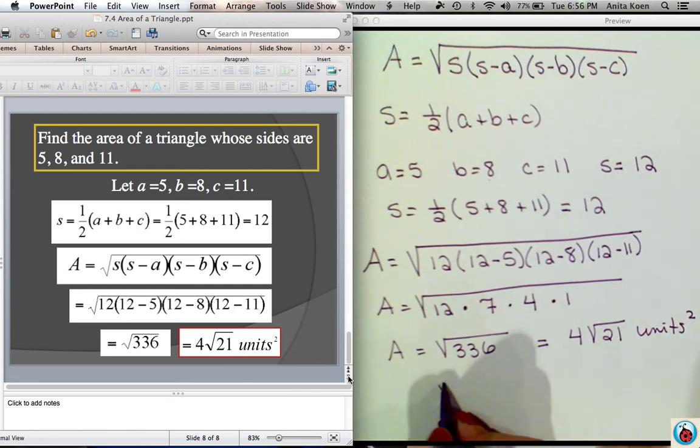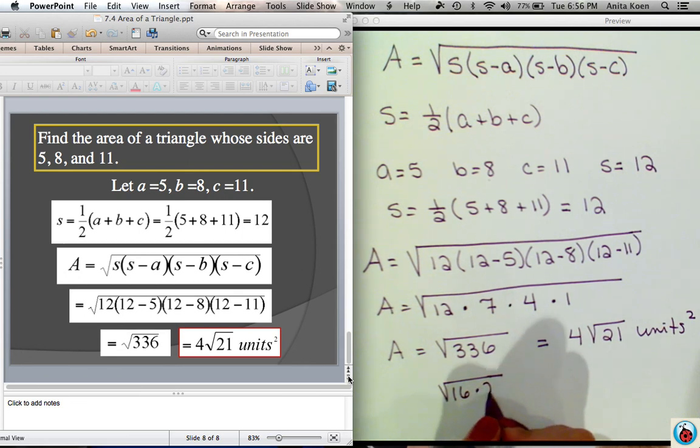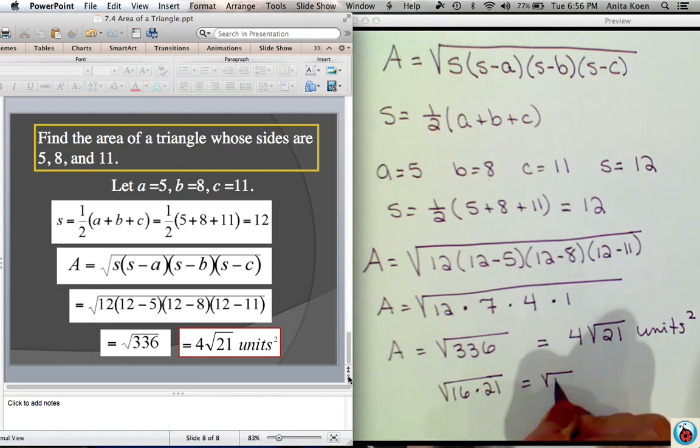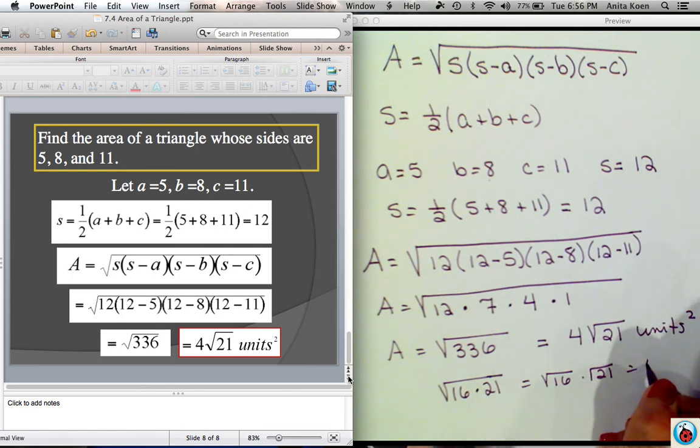Now, the way that we simplified that is we looked for a perfect square factor of 336, which would have been 16, because 16 times 21 is 336. And then we said the square root of 16 is 4, times the square root of 21. Okay, this is an exact answer. And if we wanted an approximate answer, we could have just put that into the calculator.